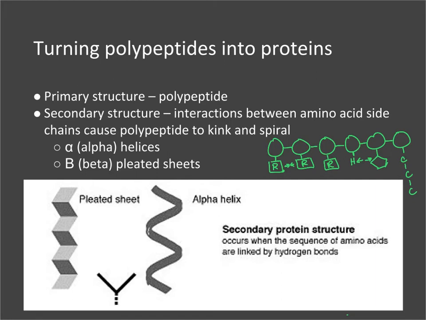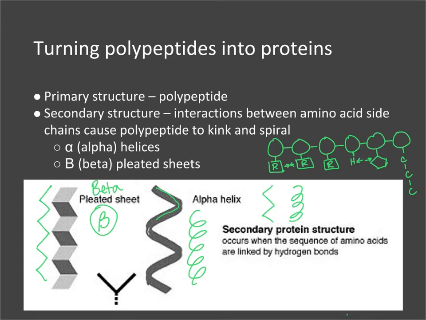And so the secondary structure are these amino acids that start folding into either what we call pleated sheets, and these are called beta pleated sheets, and that's the Greek letter for beta. Or they form these spirals called alpha helices. And so that's just these amino acids starting to fold into these different shapes.